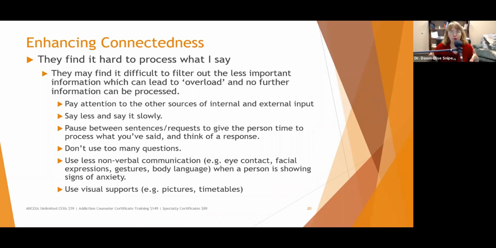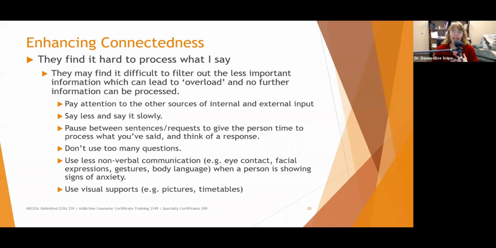Get to the point. Pay attention to other sources of internal and external input. If the dog is running through the house, if the sister is packing for school, if dad is trying to make eggs or whatever, and you're trying to talk to Johnny before school in the morning, that may be too overwhelming. You may need to go into a quiet space. Say less and say it slowly.